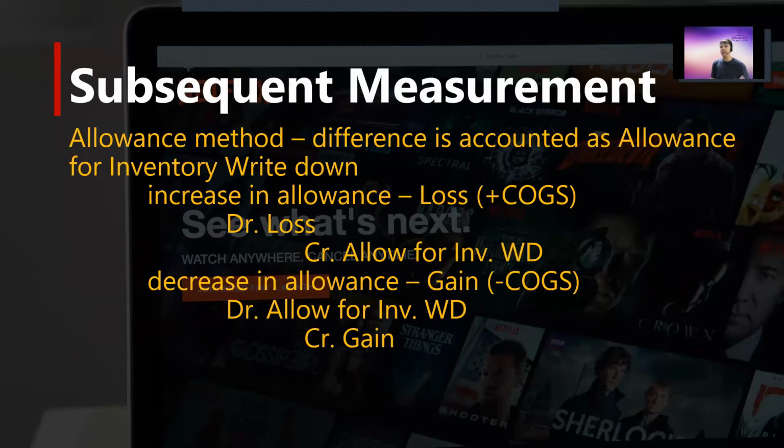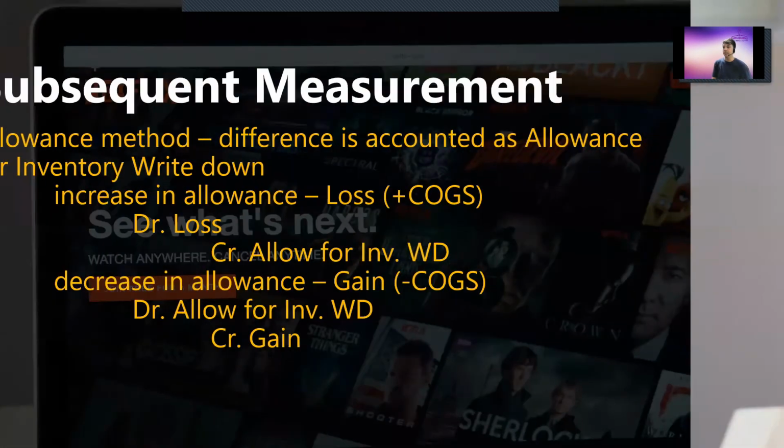Okay? So still under the allowance method, para lang at least mas maintindihan, what are the pertinent entries that we have to complete when there is an increase in allowance? So debit loss and credit allowance for inventory write-down. If it's a decrease naman, debit allowance for the inventory write-down and credit gain. No? So gain would be credited.